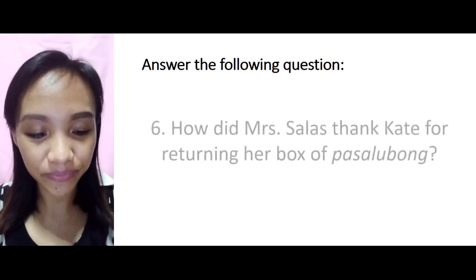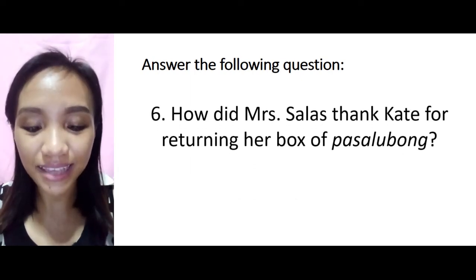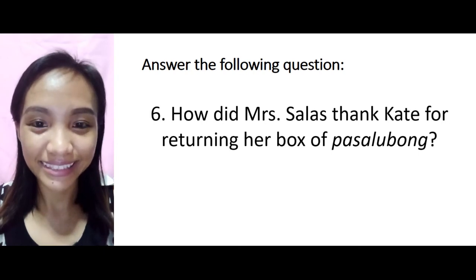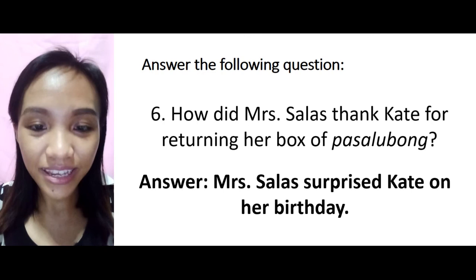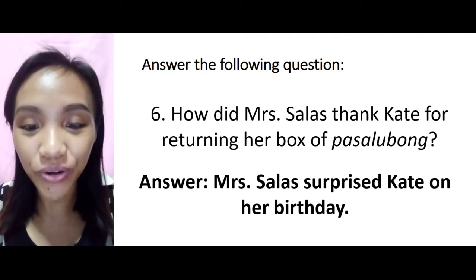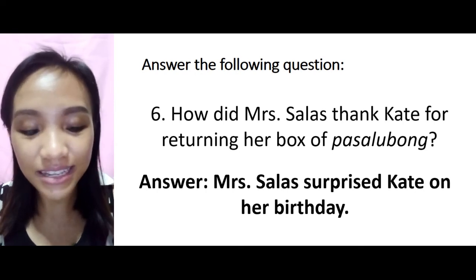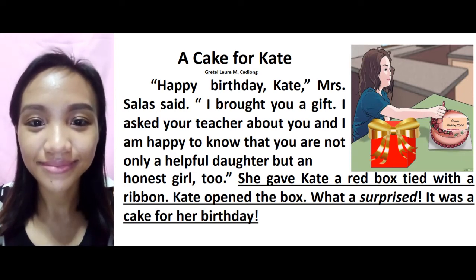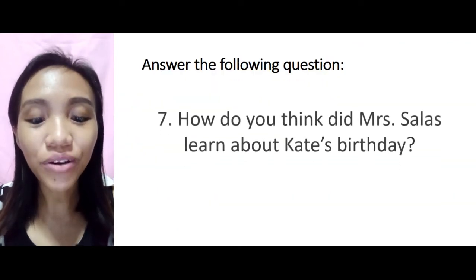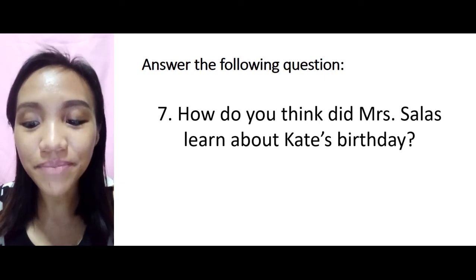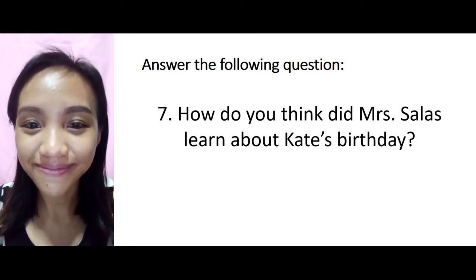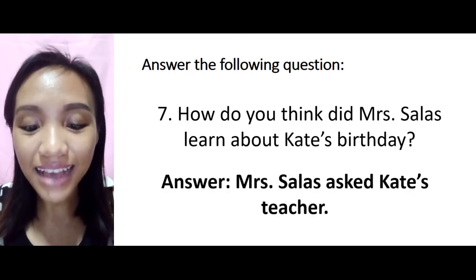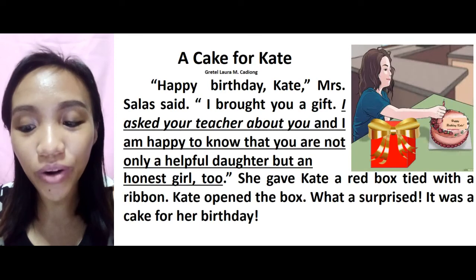Question number 6. How did Mrs. Salas thank Kate for returning her box of pasalubong? The answer is Mrs. Salas surprised Kate on her birthday. Read silently the sentence in the story where we can find the answer. Question number 7. How do you think Mrs. Salas learned about Kate's birthday? Well, the answer is Mrs. Salas asked Kate's teacher. Here is where we can find the answer.